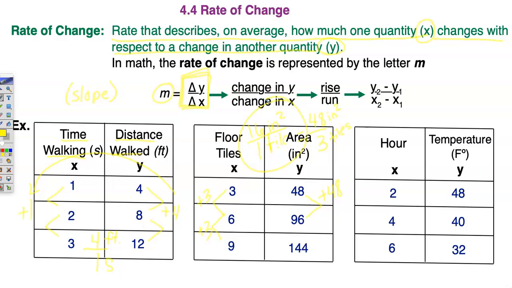This third chart, our x rate is +2 each time. But if you look at the temperature, we're actually going down. So we're going -8. In this case, the temperature is dropping 8 degrees Fahrenheit. So we have -8 over 2, which in this case is -8 degrees for every 2 hours, which also equates to -4 degrees for every 1 hour. So that's our rate of change.